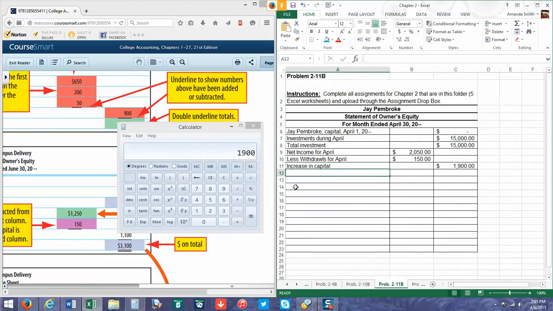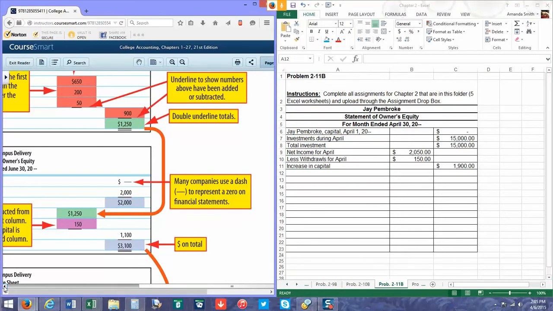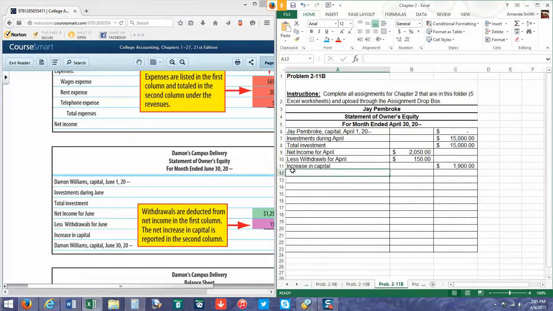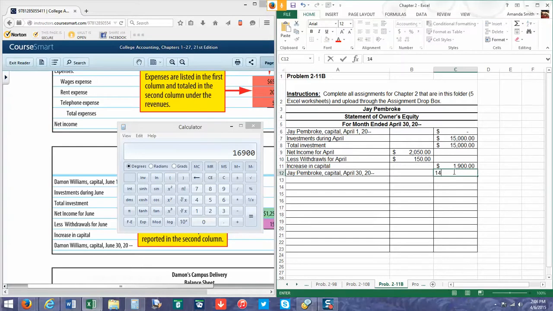So now we need to find out how much we totally have invested in the business up to this point. And so we're going to put J. Pembroke capital, but instead of April 1st, it's going to be April 30th. And we're going to add the two amounts together. We're going to add the 1,900 plus the 15,000. That gives us a capital amount of $16,900. Okay, and we are almost done.